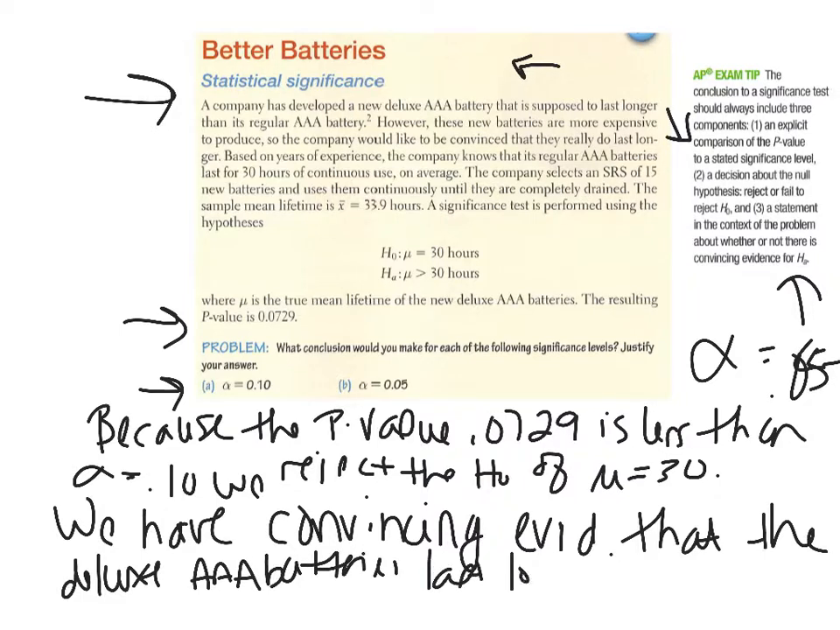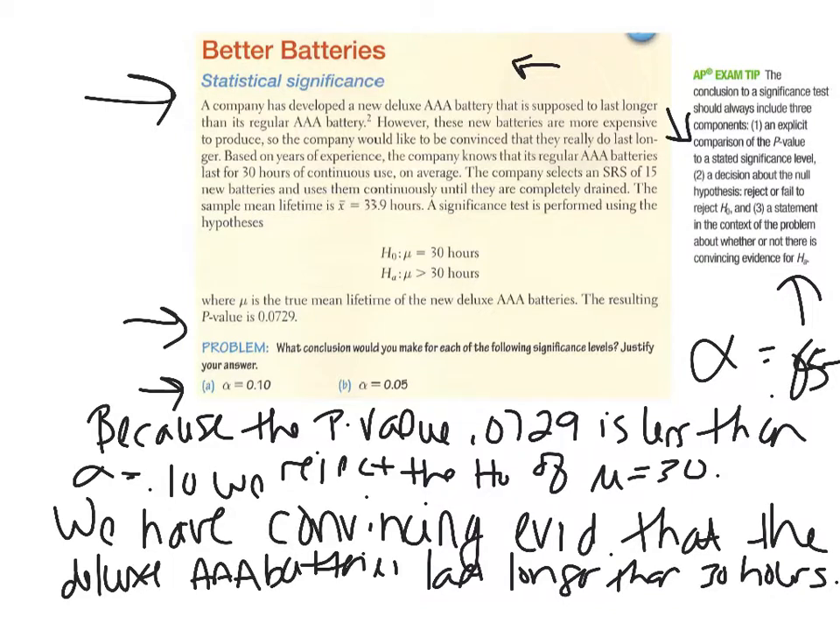Last longer than 30 hours. So in this instance, our p-value was low, so we reject the null hypothesis, and that's going to tell us then that we have convincing evidence that the deluxe AAA batteries last longer than 30 hours.